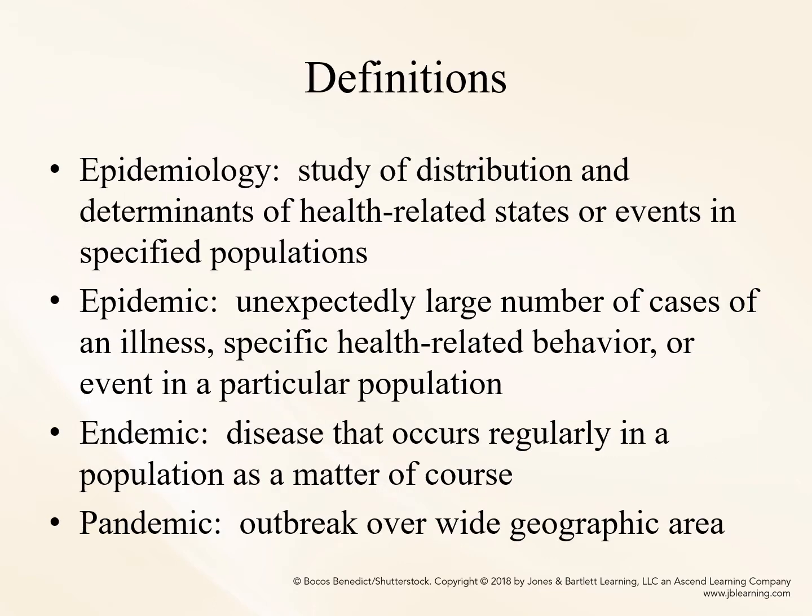Epidemiology is defined as the study of distribution and determinants of health-related states or events in specific populations. An epidemic is an unexpectedly large number of cases of an illness, specific health-related behavior or event in a particular population. An endemic is a disease that occurs regularly in a population as a matter of course. So an endemic is expected, like the flu. And then a pandemic is an outbreak over a wide geographic area.